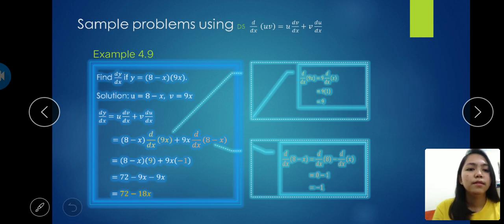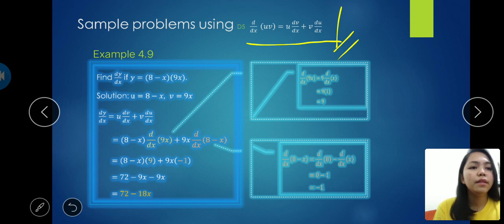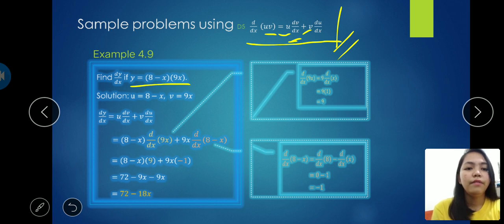So, next, we have here the product rule. According to the standard formula, the derivative of u times v with respect to x is equal to u, we copy u, multiplied by the derivative of v with respect to x, plus, copy v again, multiplied by the derivative of u with respect to x.